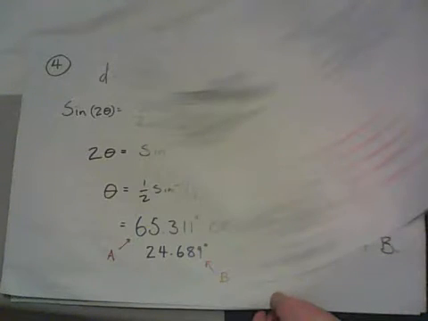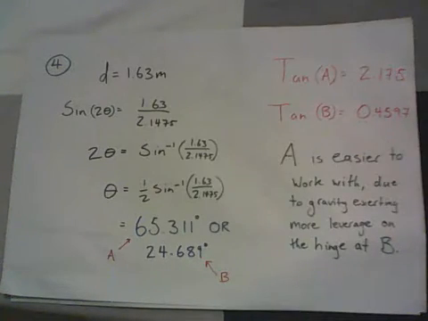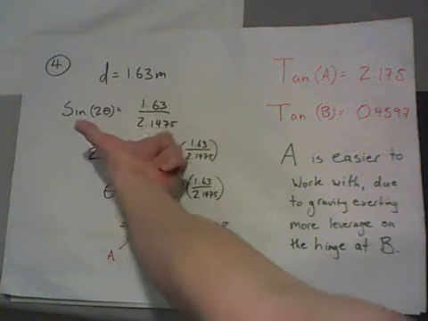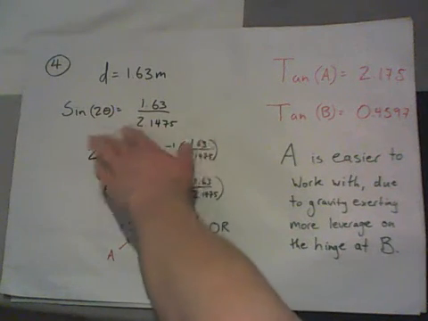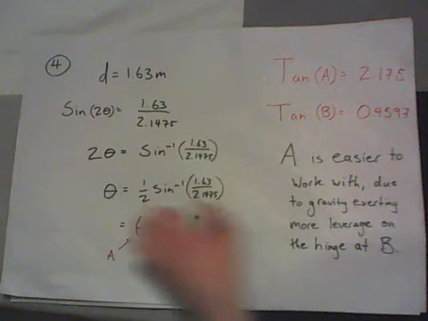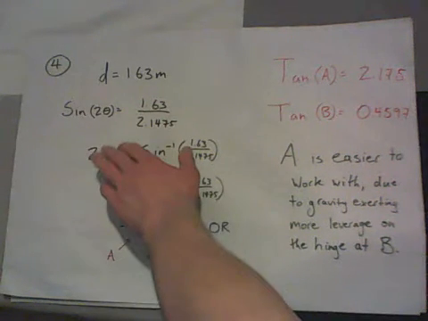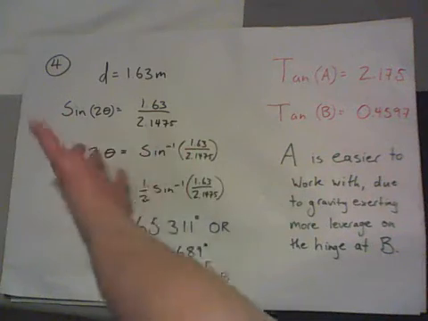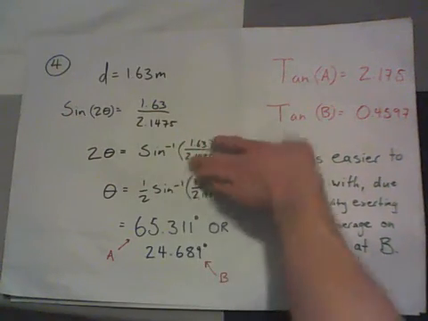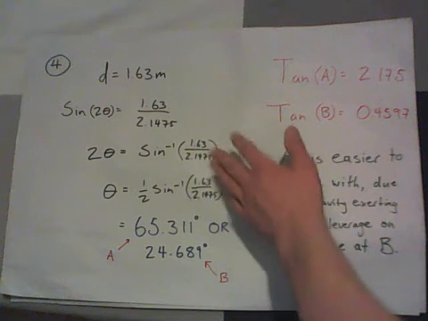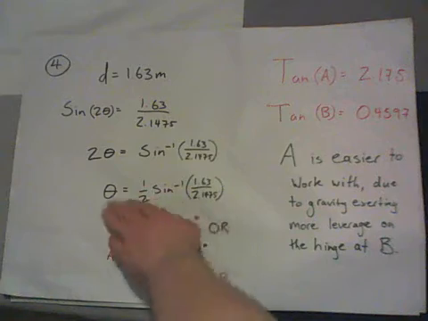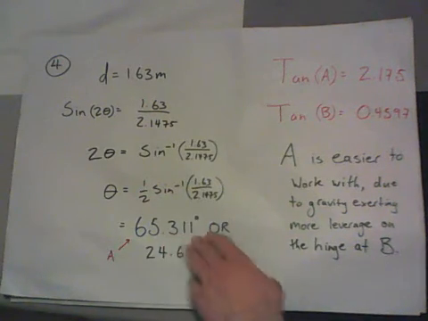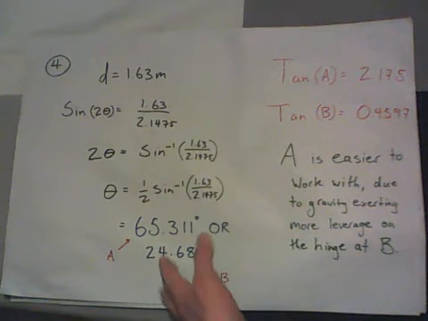So we were then told we had to fire at 1.63 meters. We then divided that distance by the maximum range, to give us this. And then do all of this, so sine to the negative 1 of that, which is now a number greater than 0 but less than 1. That gives us two firing solutions, 65.31 degrees or 24.68 degrees.